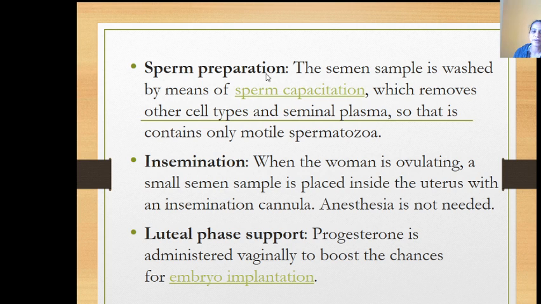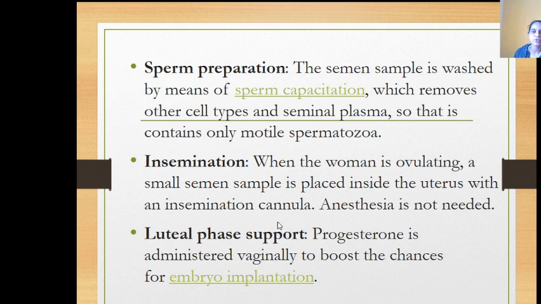And then sperm preparation, which we have seen previously too. Here the semen sample is washed by means of sperm capacitation to remove any additional contaminants that are present, so only motile spermatozoa are available. The next step is insemination, where, again I am repeating it, the spermatozoa are released by using a catheter. But remember, no anesthesia is required during this process.